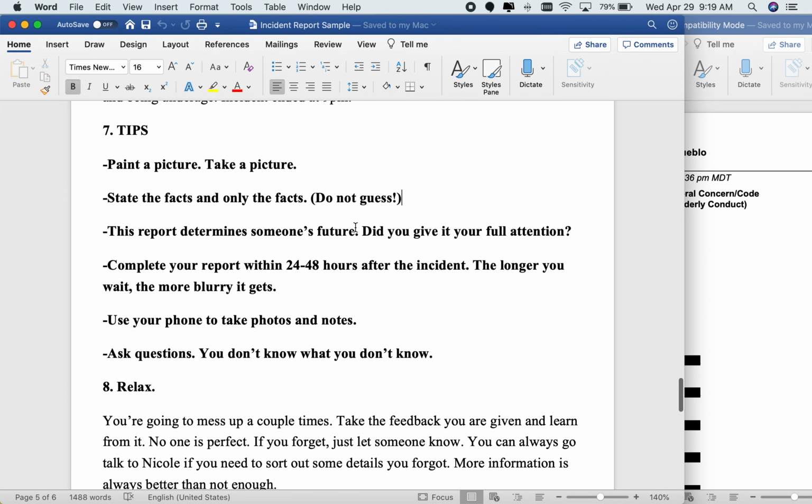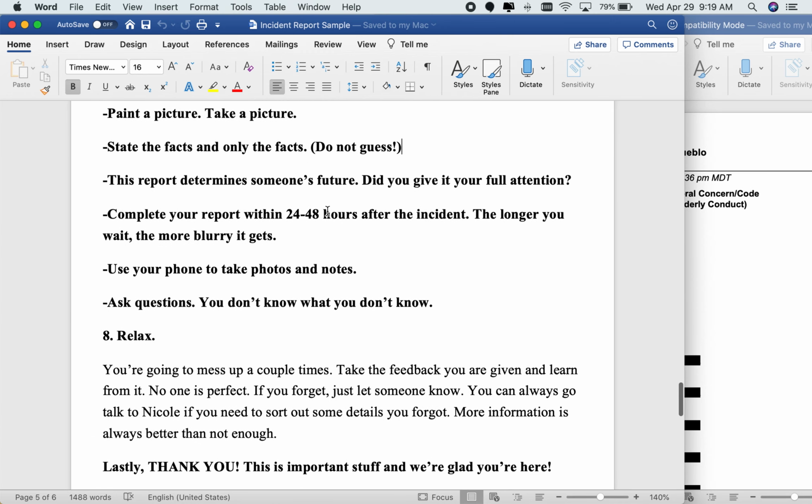Make sure that you know this report could determine whether or not a student gets kicked out of school, right? And that's going to impact their entire future. So don't make guesses, don't make things up, don't over exaggerate, don't under exaggerate. Just make sure that you give me the facts, give this your full attention, write a thorough report, make sure we know what's going on because this does impact somebody's future.